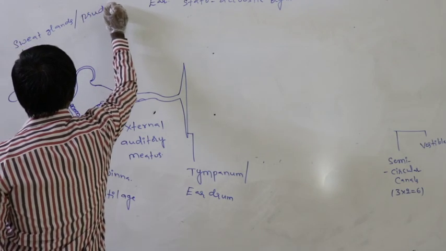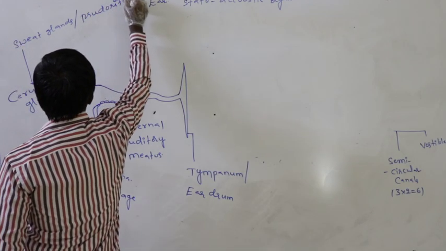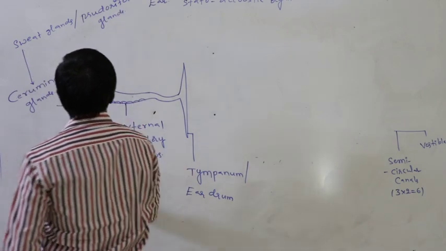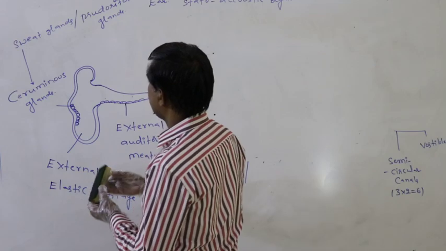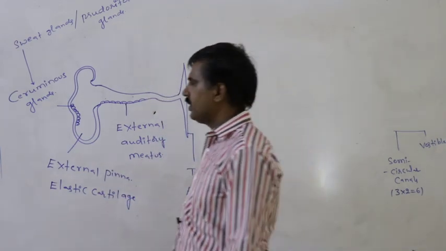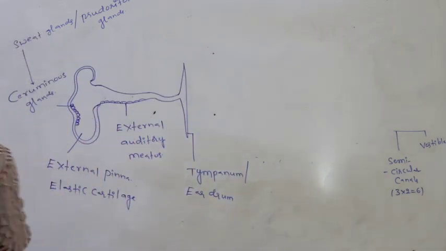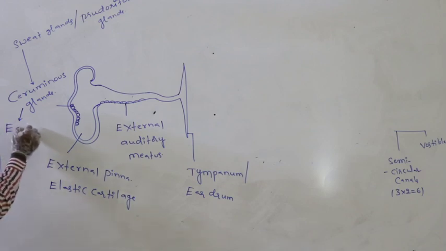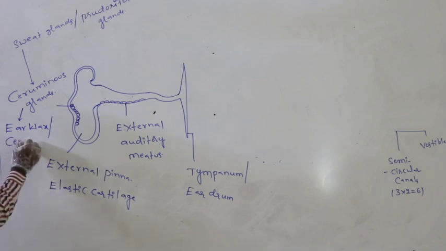or sudoriferous glands. Definitely, sweat glands are nothing but modified sudoriferous glands. What is the use of these ceruminous glands? They secrete earwax, or cerumen.